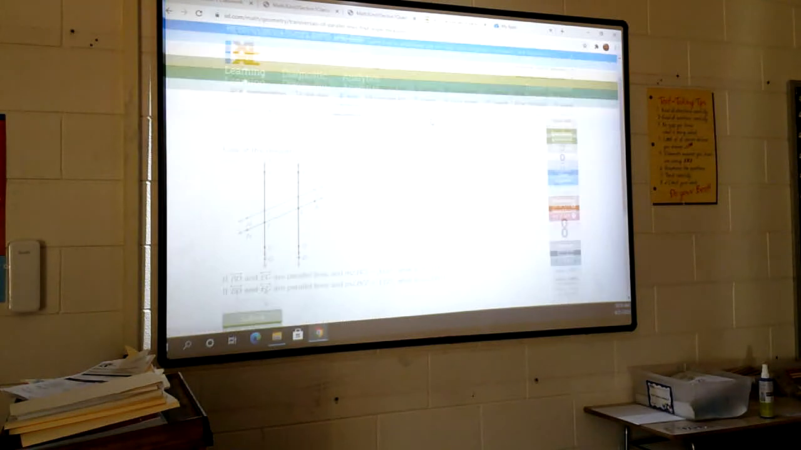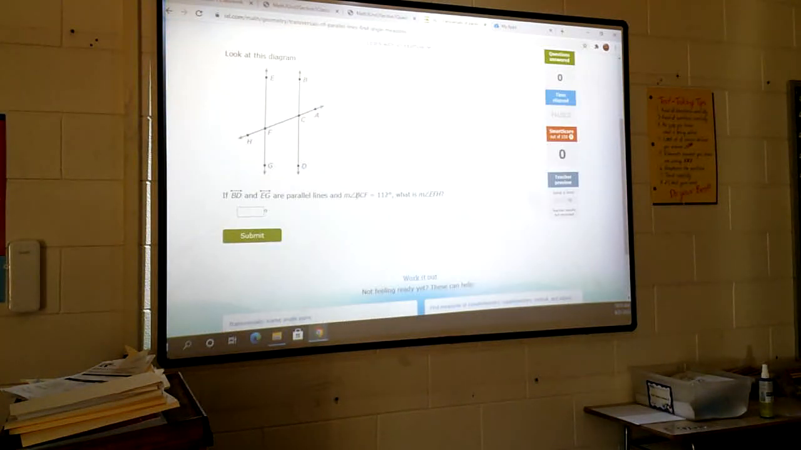And it basically says if BCF is 112. So let's look at it. BCF would be talking about this angle right here. What is EFH? So now we've got to say EFH. That would be talking about this angle right here. So if I know this one, then what is this one? And those would be corresponding angles. So if the BCF is 112, the other one's 112.